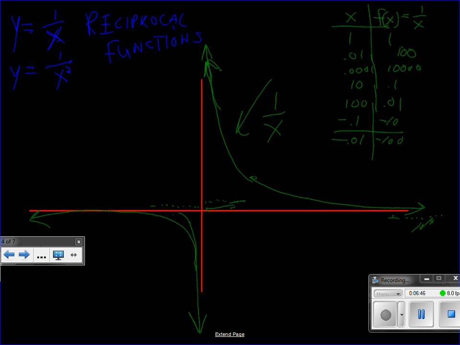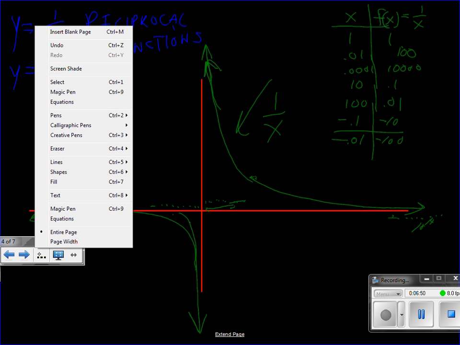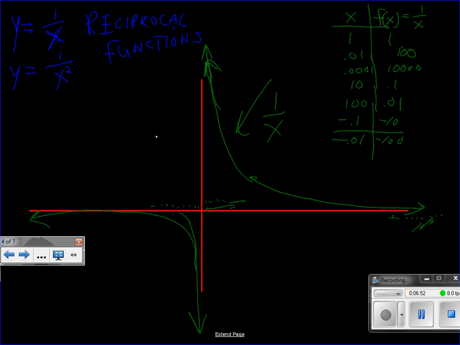Now let's look at what happens when we put 1 over x squared. Let me change the color. This is odd. This, though, is what? If you put in a negative x or a positive x, it's going to be the same. So this is even.